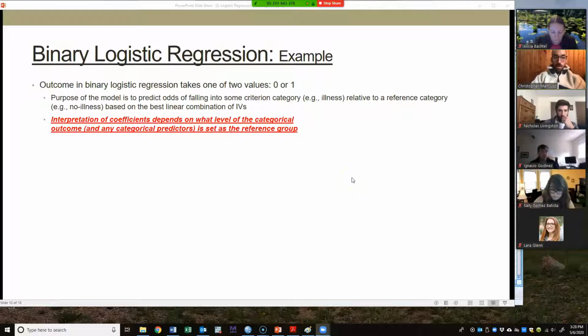Cool. All right. So let's go through and talk about an example of using some sample data, a conceptual example. So again, if we're talking about our binary logistic models, our outcome takes one of two values, 0 or 1. Okay, it's either not there or it's there. And so what we're doing with our model is we're predicting the odds of falling into some criterion category relative to a reference category, based on the best linear combination of our independent variables. And this becomes crucial to understand: what level of our categorical outcome or any other categorical predictors is set as the reference group. Anytime you're working with these logistic models, always be very clear in terms of what your reference group is, because it's going to have a huge impact on your interpretations.